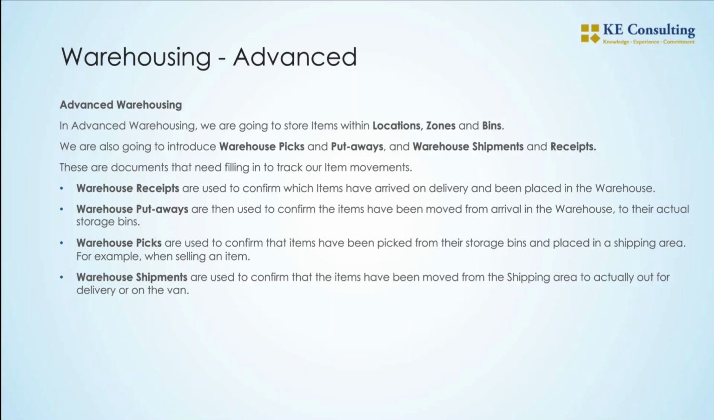So the warehouse receipts are used to confirm which items have arrived on delivery and have been placed in the warehouse. We then use the warehouse putaways to confirm the items have been moved from arrival in the warehouse to their actual storage bins. Warehouse picks are used to confirm items have been picked from their storage bins and placed in a shipping area. And then warehouse shipments are used to confirm the items have been moved from the shipping area to actually out for delivery.